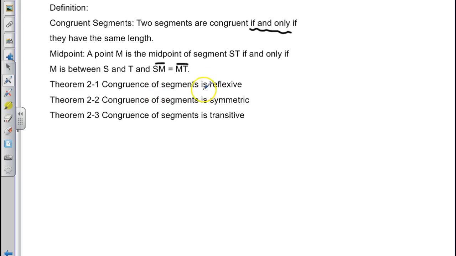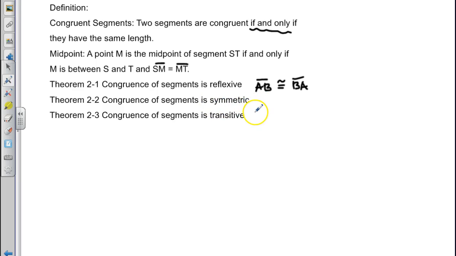So the first theorem: congruence of segments is reflexive. So if I have two segments that are congruent to each other, the reflexive property, or theorem 2:1, says I can flip those letters around. It doesn't matter if I start from A and go to B or from B to A, they are the same measure. So they're congruent, which means they have the same measure.